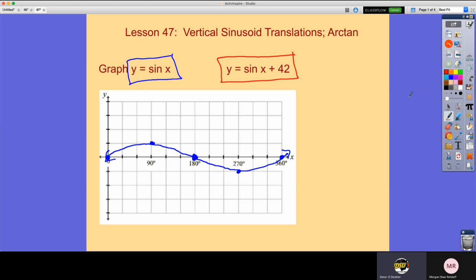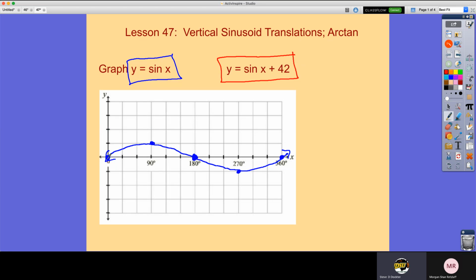All right, going to our second one. What does this mean? What's going to happen to our graph because of that plus 42? What's that, Max? We're going to go up 42. This is the best graph ever, okay? As far as all the graphing you have ever done, this is the easiest one ever, okay?